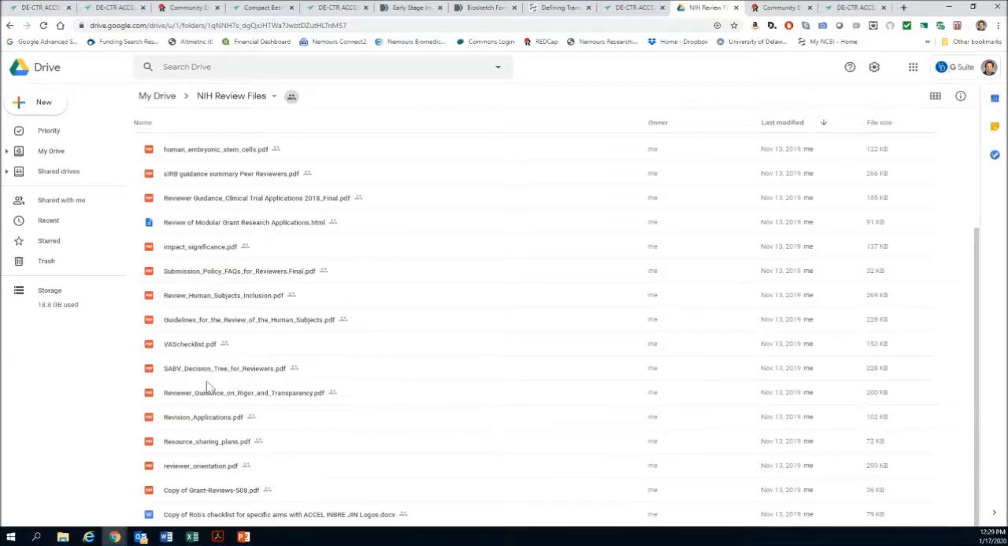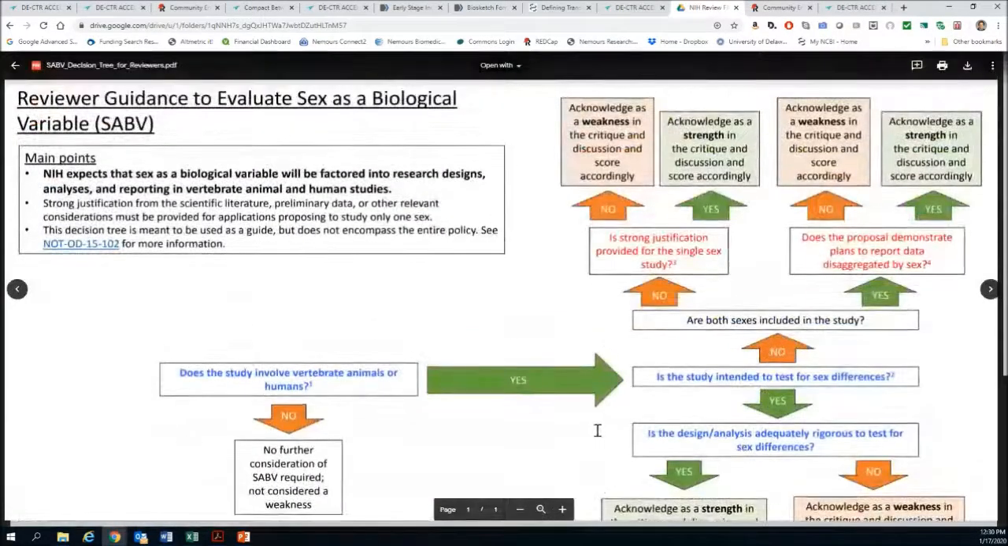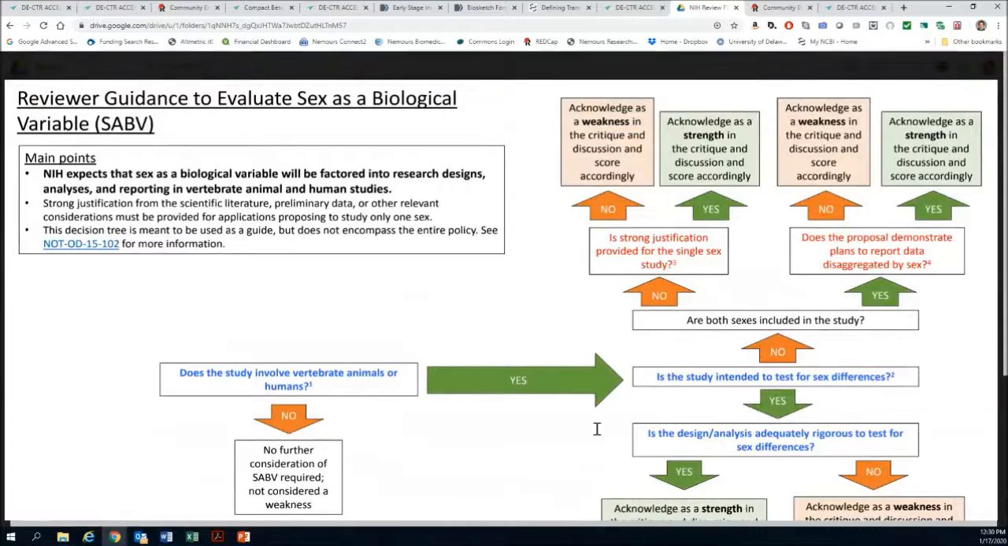So it includes things, for example, if you've never had to write a sex as a biological variable section, which you'll see when you're looking at the human subjects portion, this is what reviewers are asked to use when they're reviewing those documents. I'm happy to share these. What I try to do is share the folder, so if this changes or there's new information, I can just dump it into the folder. And that's part of what we're getting more harmonized with the toolkit that's available through ACCEL. But for right now, it's just a Google document.